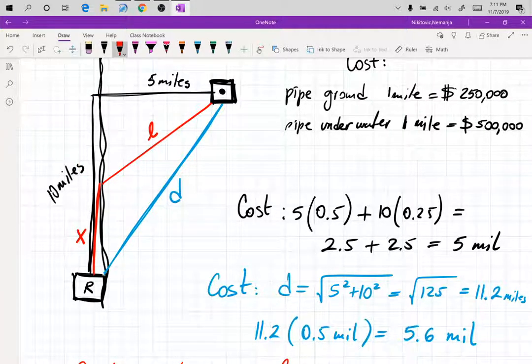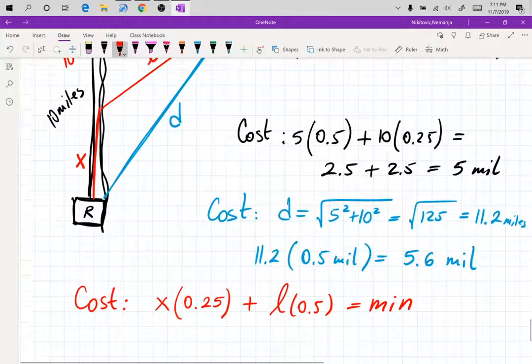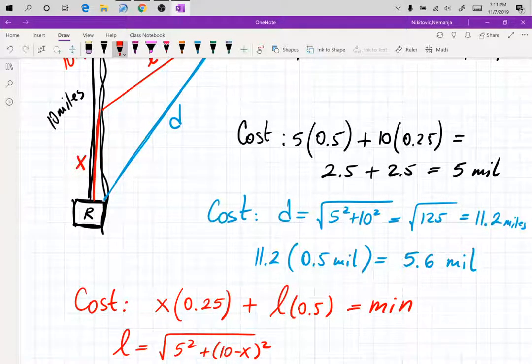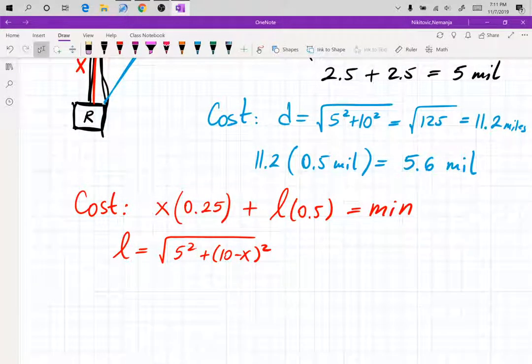That is where you make your money. So do you see now that you have a Pythagorean theorem there, and as soon as you write that Pythagorean theorem, you have your constraint function. L equals square root of 5 squared plus (10 minus x) squared, and now you work that out, take the derivative, solve the equation, you get your x, you get your L, you get your cost, and you collect your 30K and you go home.